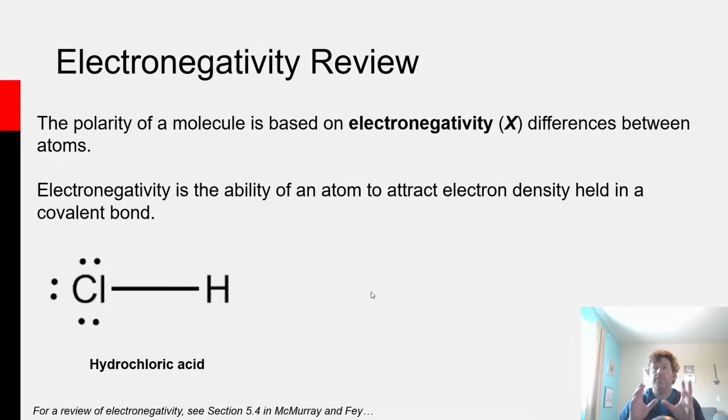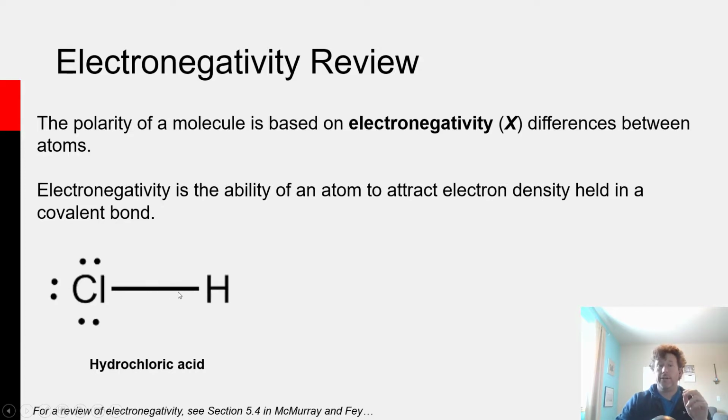How those electrons tend to be distributed is based on that property you've met before, which is electronegativity, abbreviated with an italicized X. And electronegativity is the ability of an atom to attract electron density that is held in a covalent bond. So if you go back to Gen Chem 1, you were taught at some point to identify the electronegativity difference between an atom like chlorine and an atom like hydrogen. Chlorine is more electronegative, and therefore it gets to dominate the electron density that chlorine and hydrogen are sharing in this covalent bond.